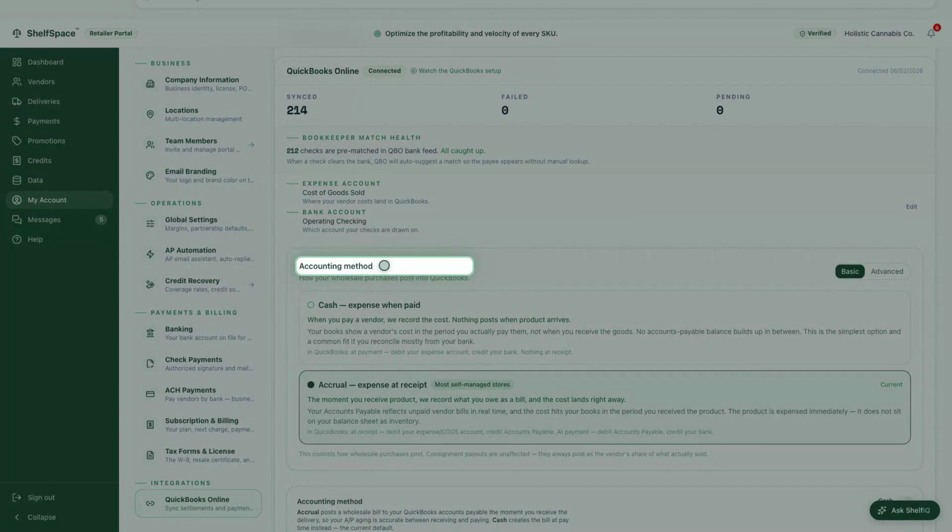This one card in your QuickBooks settings decides how a wholesale purchase shows up in your books. It's the same money either way. What changes is when the cost lands and whether product waits on your balance sheet first.